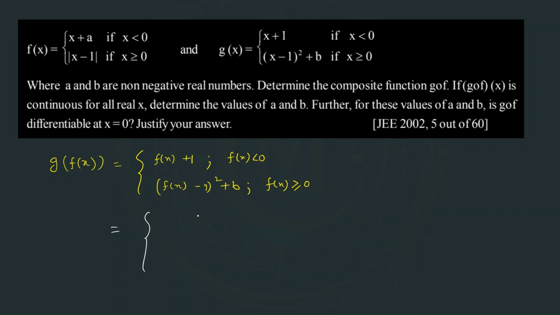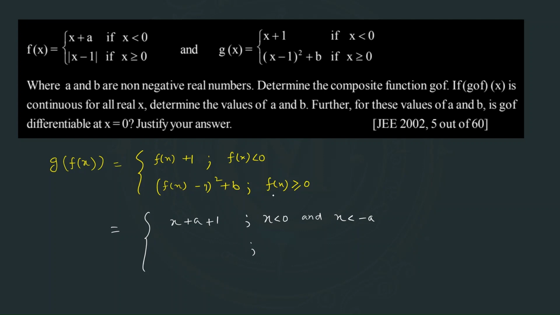Here, if we consider this when x is less than 0, and we can say by the definition of this f(x), x is less than minus a, then this f(x) plus 1 will become x plus a plus 1, because for x less than minus a, this f(x) becomes negative, and for f(x) negative, the definition of g of f(x) applies like this.